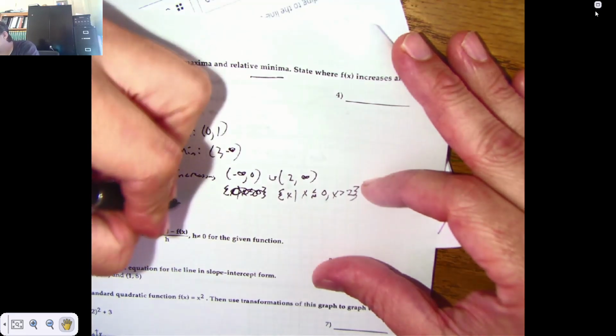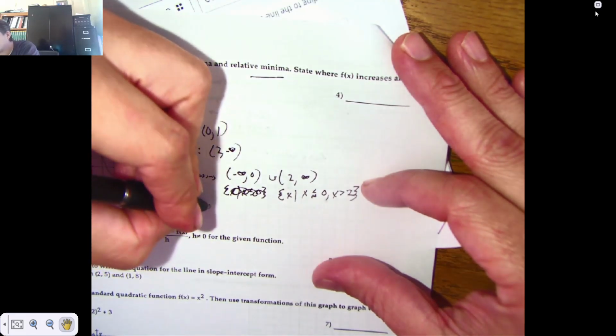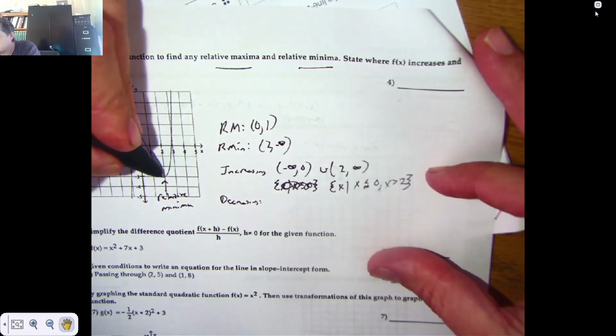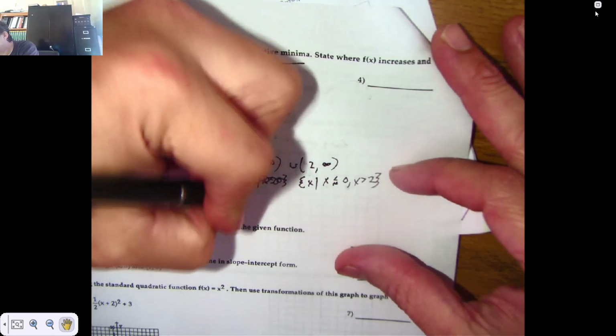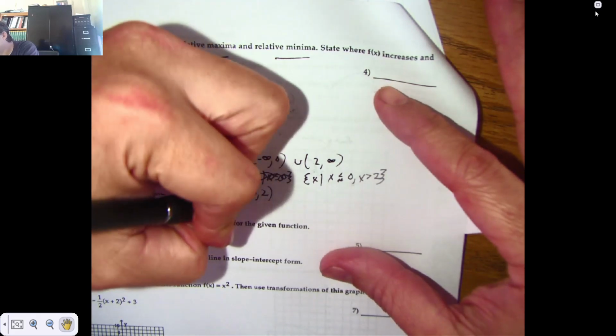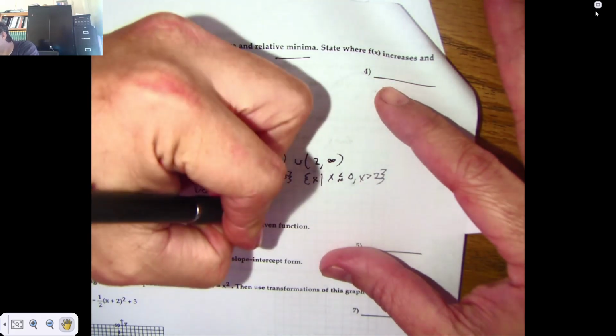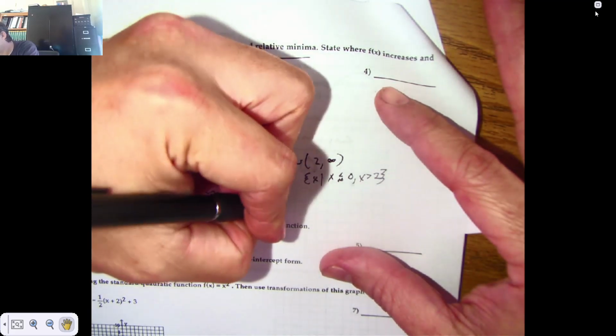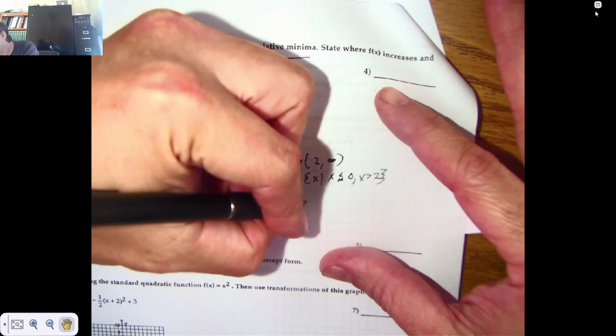Where is the thing decreasing? We are decreasing from here to here. So between 0 and 2. Or you might see it as a set builder, all values of x such that x is stuck between 0 and 2.